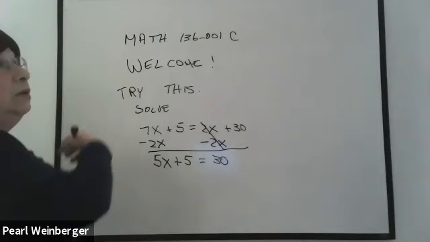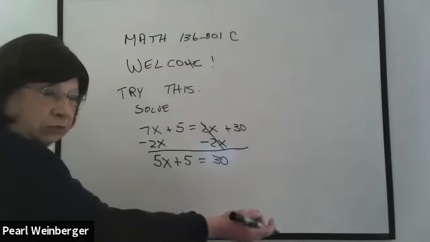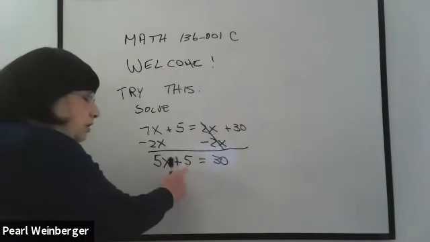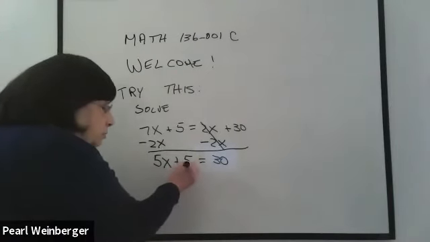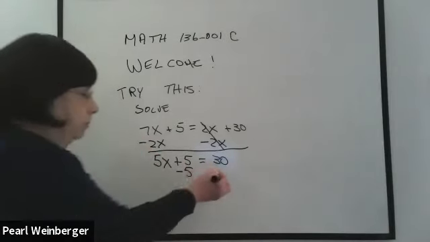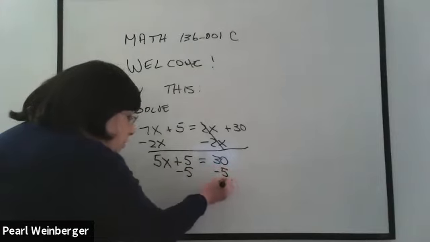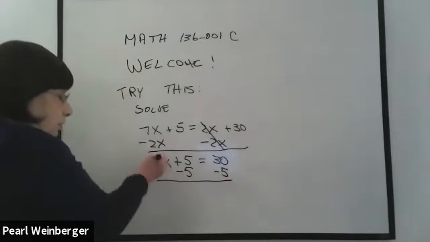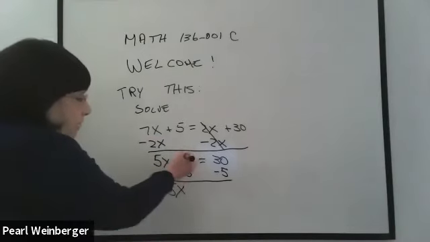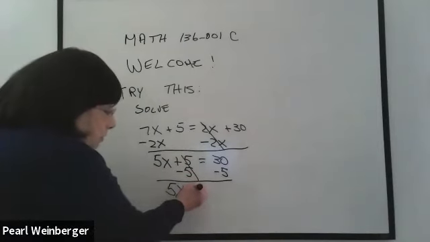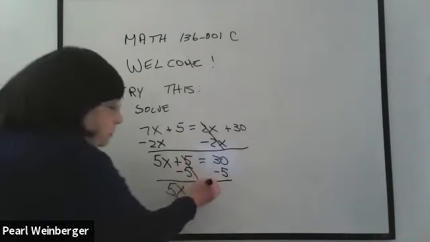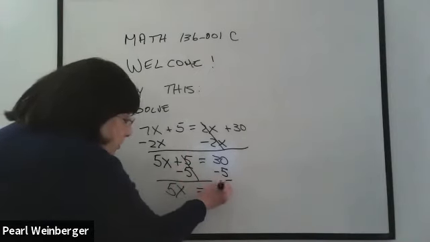I want to bring the plain numbers, the numbers without any variables, to the other side. So I want to get rid of this 5 from this side. So I'm going to subtract 5 because if it's a positive 5, I do the opposite, minus 5. And that gives me 5x over here. And now the 5 minus 5 cancels out, leaves me 0, so I don't even have to put that in. And 30 minus 5 gives me 25.